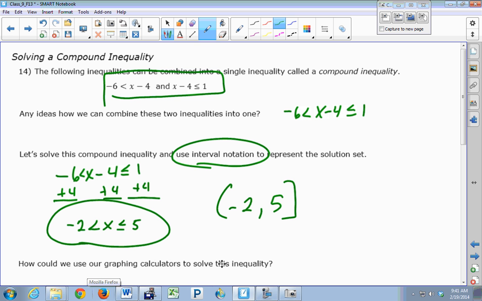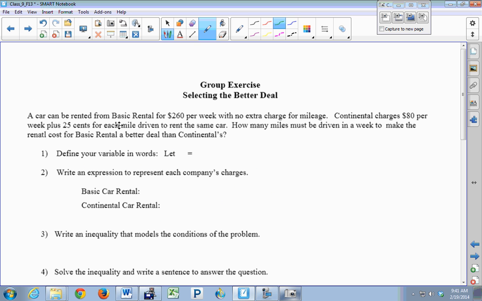All right, so using your graphing calculators, we'll save that for another day. It's not as important as learning how to solve these. So what I'd like you to do now is start working on the group activity.